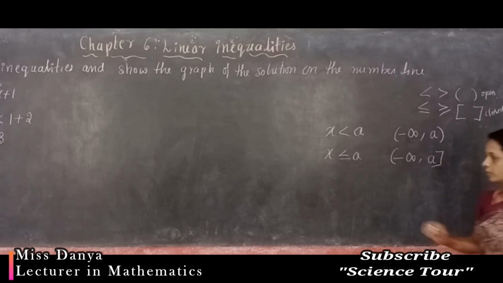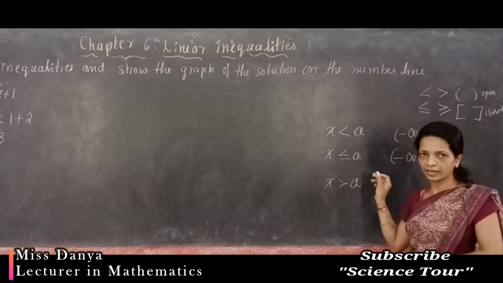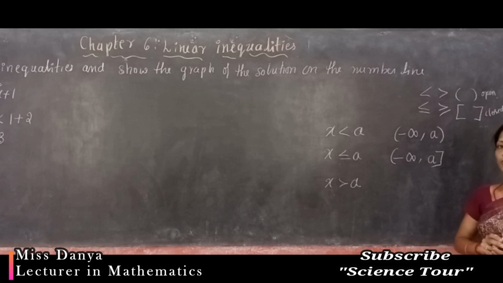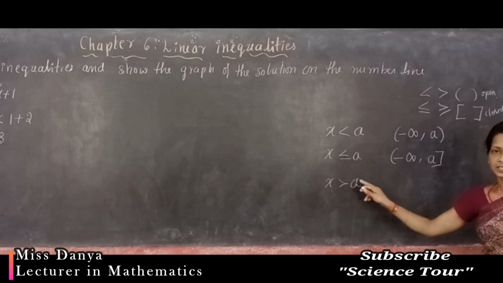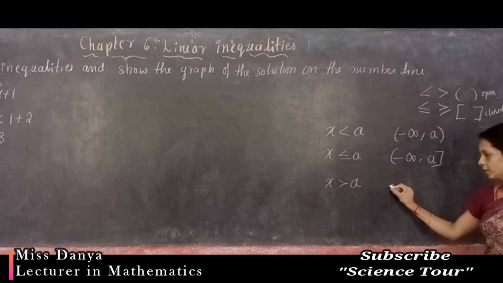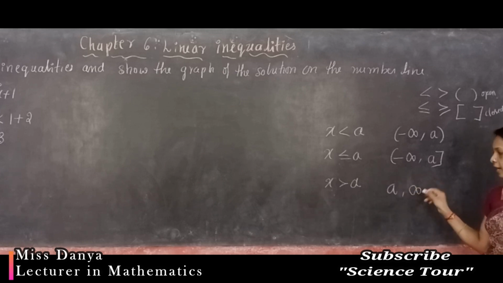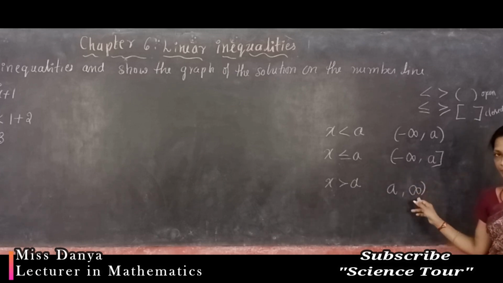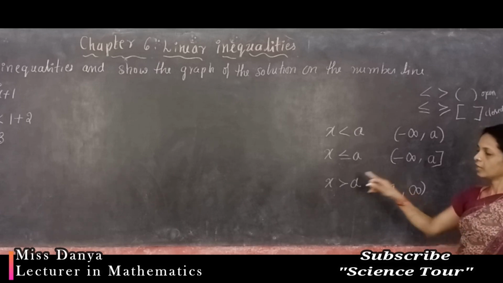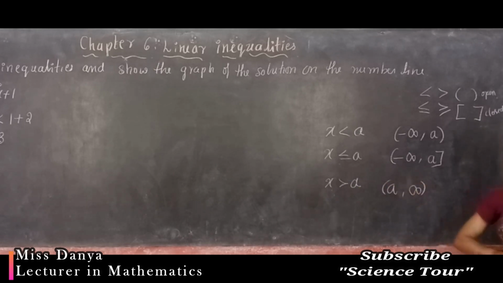And sometimes at the end of simplification of an inequality, you may get x greater than a. Then in the interval, the first number will be a, and the second number will be plus infinity. Infinity side is always an open bracket, and on the a side, as I said, for a strict symbol you have to use an open bracket, a round bracket.